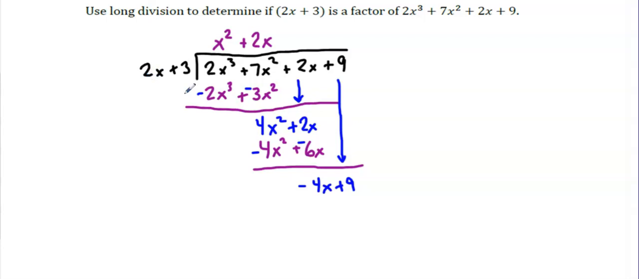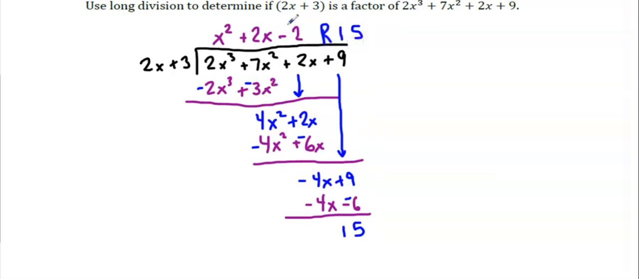Now what times 2x will give me negative 4x? That would be a negative 2. Negative 2 times 2x is negative 4x, and negative 2 times positive 3 is negative 6. Now subtract, so positive 9 minus negative 6 is a positive 15. So this has a remainder of 15.